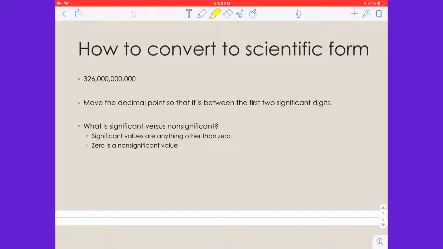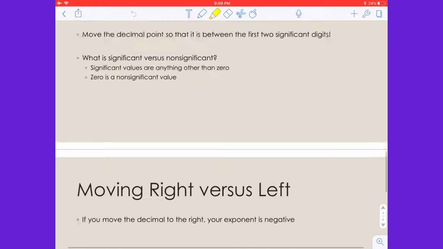So I'm also going to move it in front of the 6. And I'm also going to move it in front of the 2, because significant values are anything other than 0. So I moved it the 9 places to the left across those 9 zeros, and then I moved it 2 more places across my significant values. Therefore, the final solution should be 3.26 times 10 to the 11th power.